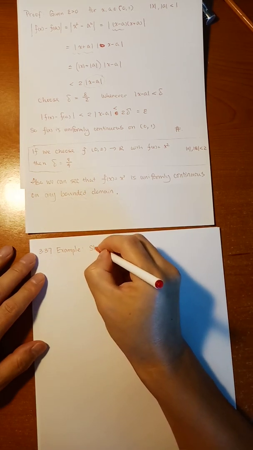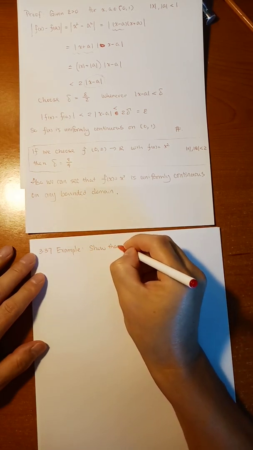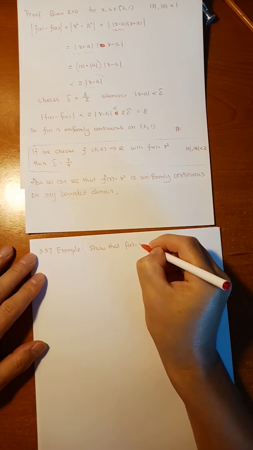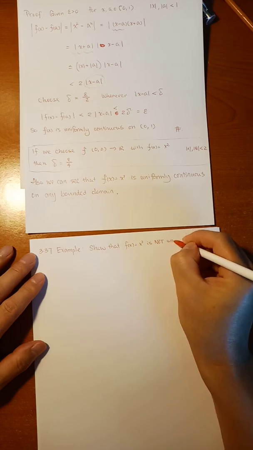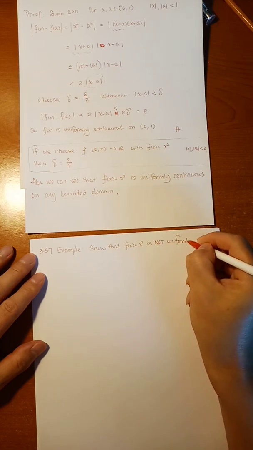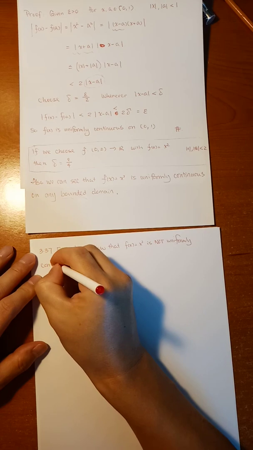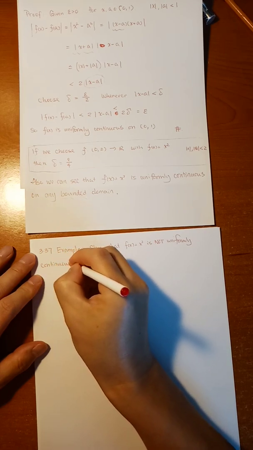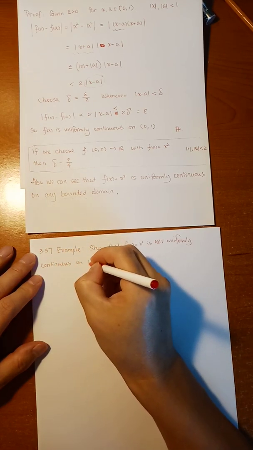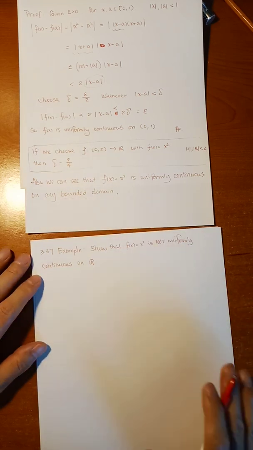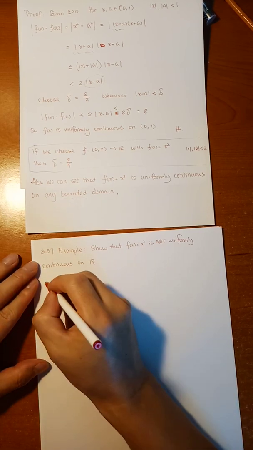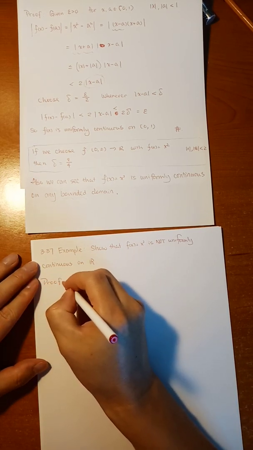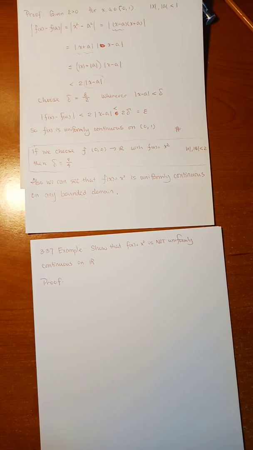Show that fx, which is still x squared, is not uniformly continuous on an unbounded domain, on R. Okay, let's see the proof. We're going to show it is not uniformly continuous.